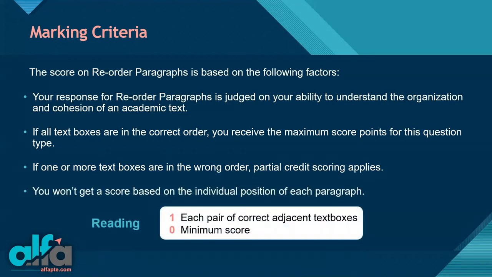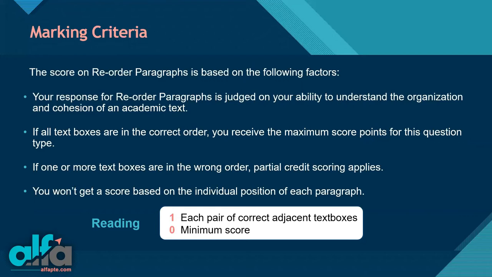You won't get a score based on the individual position of each paragraph, all right? You will get marks for each pair of correct adjacent boxes. For example, if the answer is A, D, B, C, you get 1 mark for putting A, D, 1 mark for putting D, B, and 1 mark for putting B, C. You don't get a single mark for putting A in the first box and C in the last box.